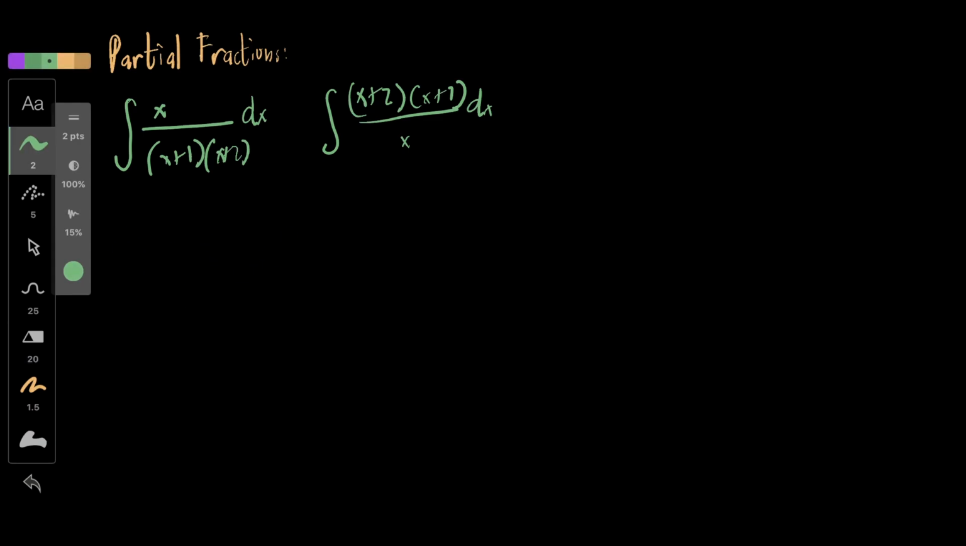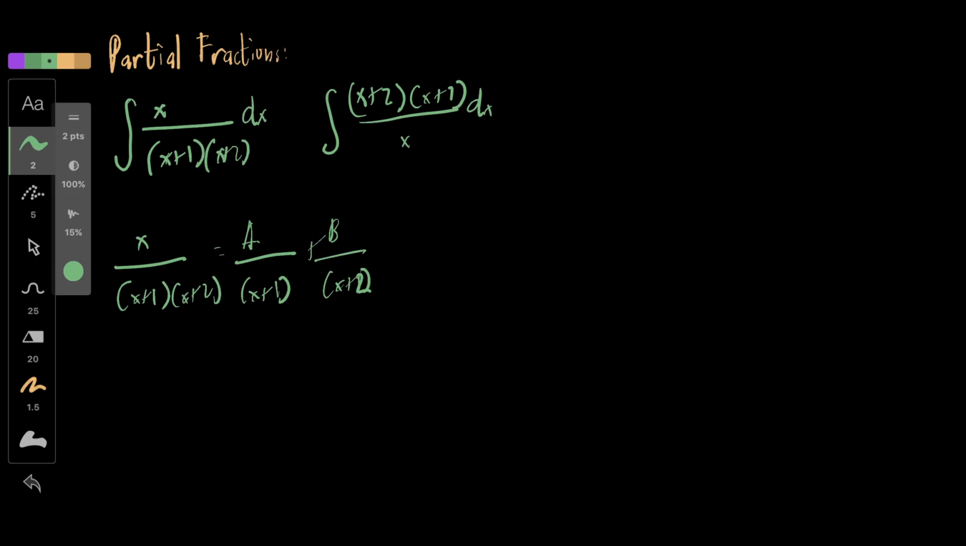So instead of having it as one fraction, what if we make it two fractions? So what we could do is we could say x over x plus 1 times x plus 2 is equal to some number a over x plus 1 plus some number b over x plus 2. Then it would be sort of like solving a system of equations, and that is very, very easy to do. And that could also give us easy integrals to solve over there. So that's the gist of partial fraction decomposition, or the method of partial fractions.